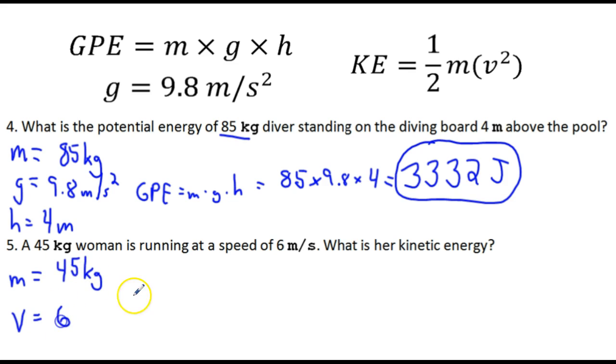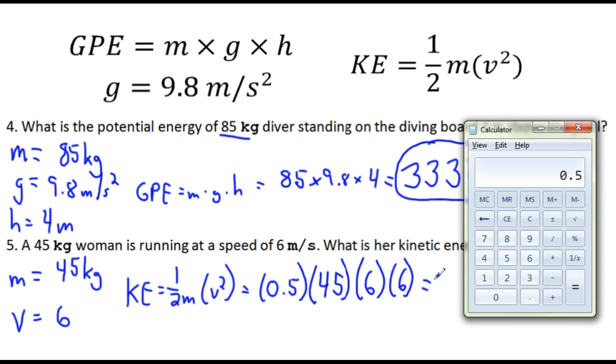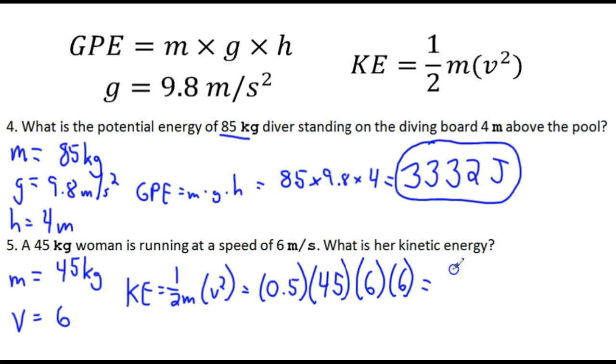Next one here, I'm looking for another kinetic energy. All I need is mass and velocity. I should have put meters per second there. 1/2 mass times the velocity squared is going to give me 0.5 times 45 times 6 times 6. Plugging all that in is going to give me 810 joules of kinetic energy.